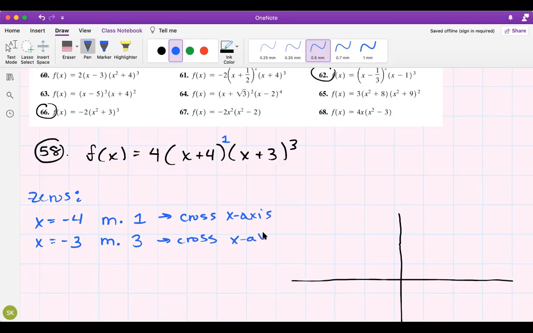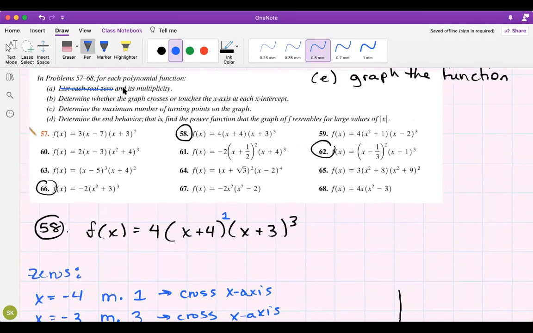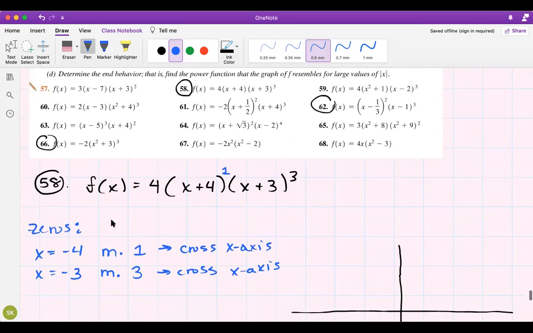Okay. So that gets rid of the first part. And the second part. And why don't we go ahead and graph these?